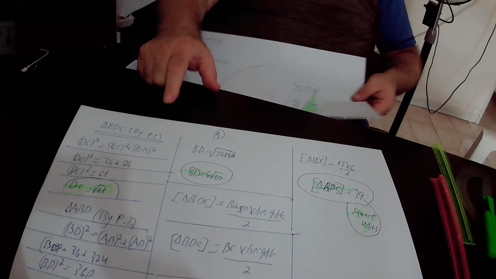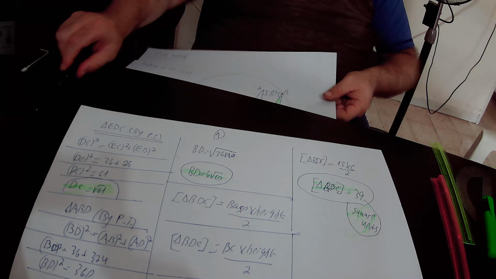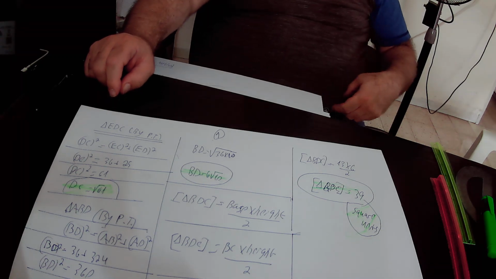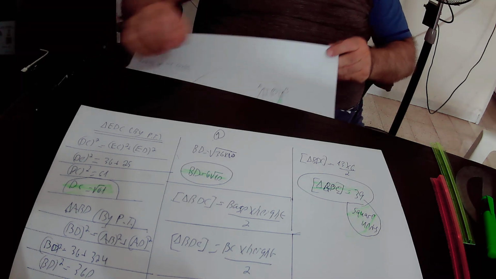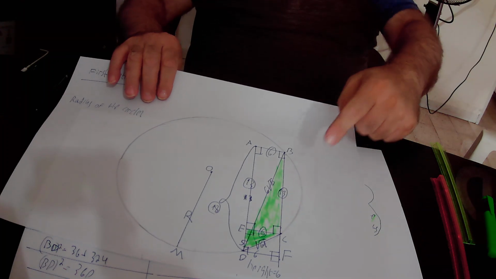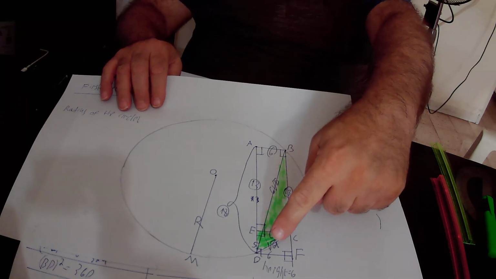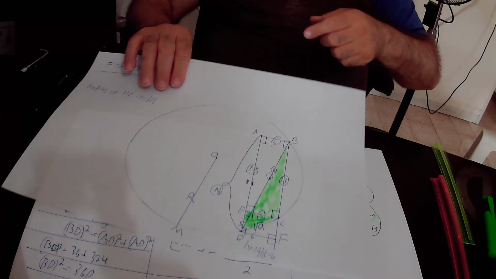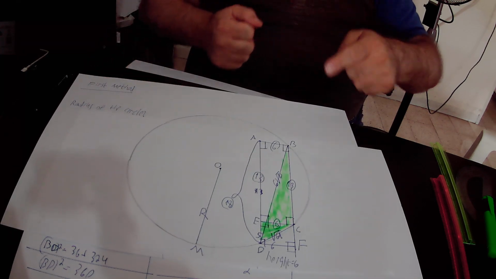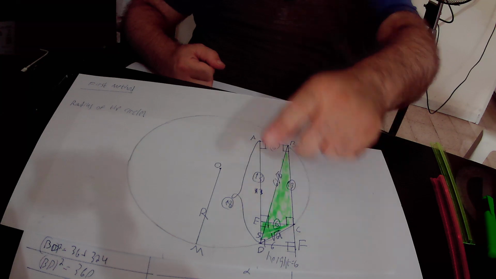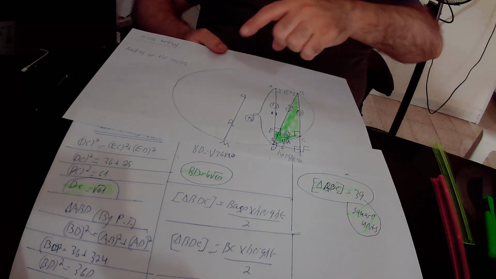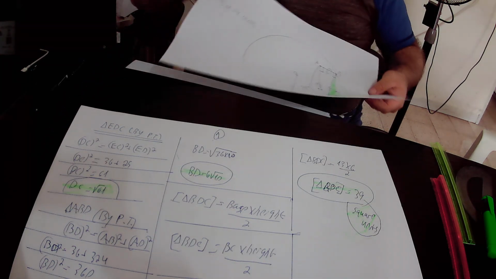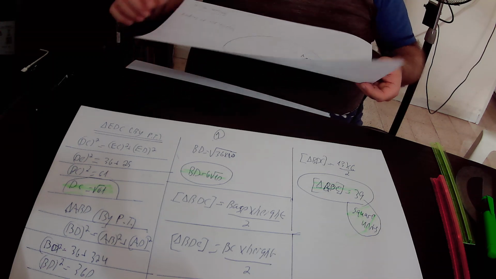According to the Pythagoras theorem, in any right triangle, the square of the hypotenuse equals the sum of the squares of the perpendiculars. The hypotenuse in this green small triangle is DC, therefore the square of the hypotenuse is DC square, and it must be equal to the sum of the squares of the perpendiculars, that is to say, it must be equal to EC square plus ED square. So in conclusion, according to the Pythagoras theorem, DC square equals EC square plus ED square.